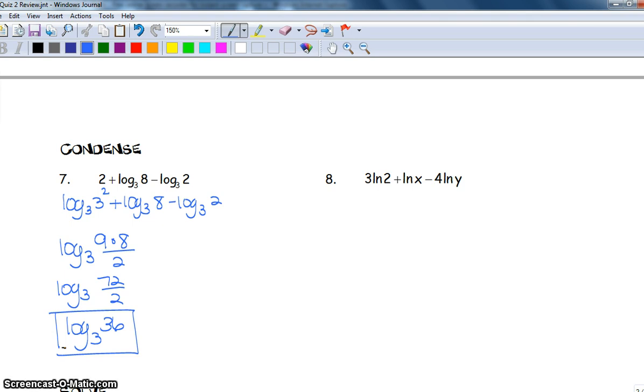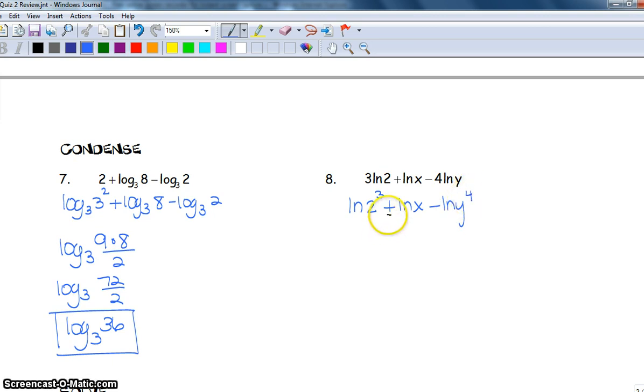Number 8, we've got 3 natural log of 2 plus natural log of x minus 4 natural log of y. So we're going to condense it together. This is our exponent, so this is the natural log of 2 cubed plus the natural log of x minus, that's our exponent, natural log of y to the 4th power.